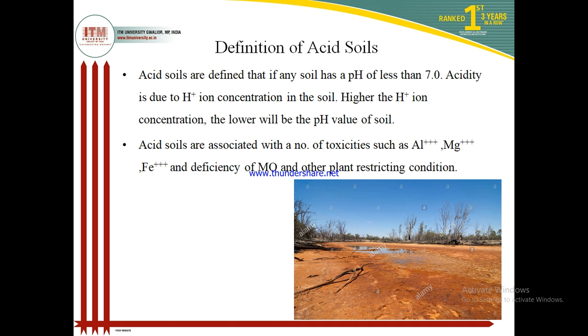Now, acid soils are associated with a number of toxicities such as aluminum, manganese, iron, and deficiency of molybdenum and other plant restricting conditions. I have given some photographs of the acid soil which you are seeing. Mostly this is the laterite soil, red soil.